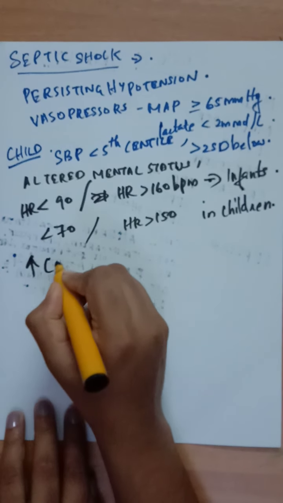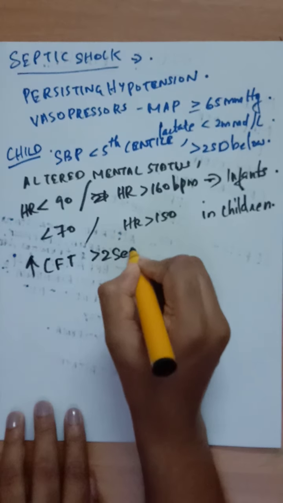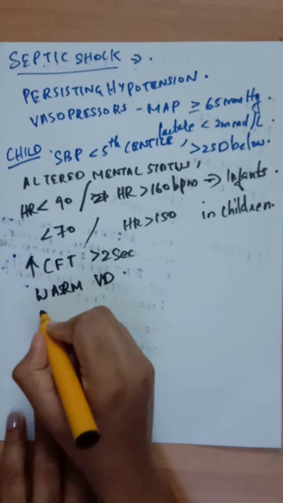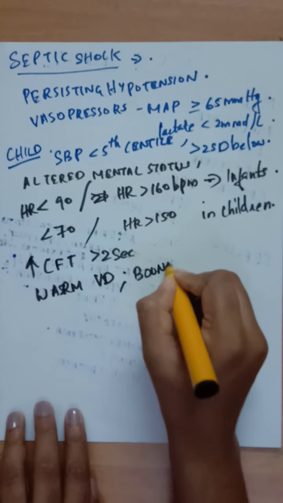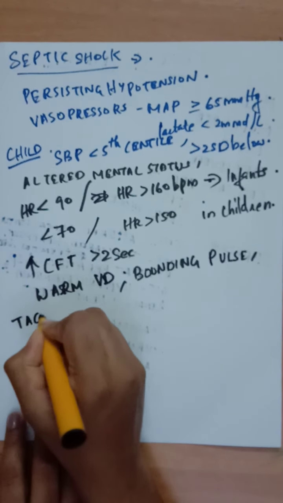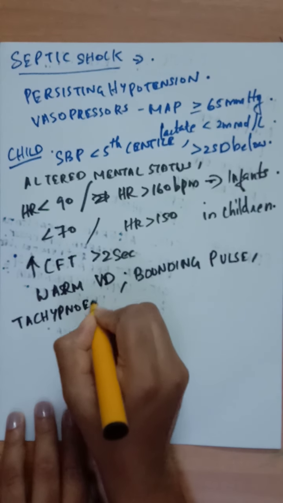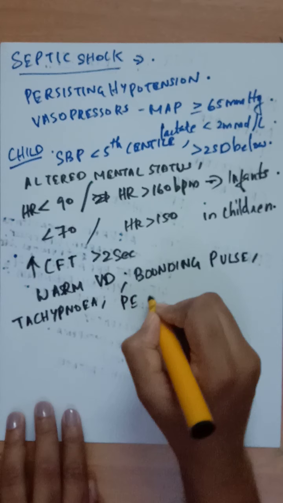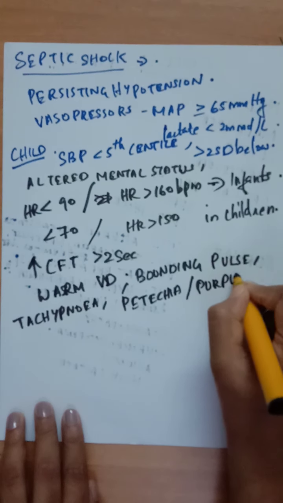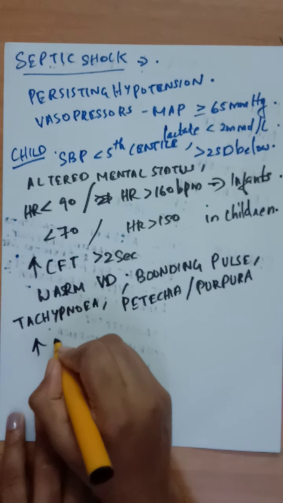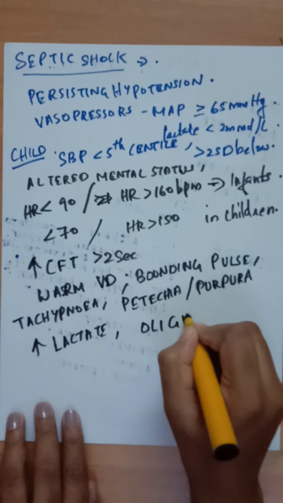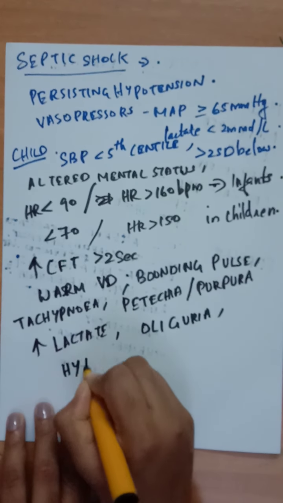And increased capillary filling time, that is more than 2 seconds, or warm vasodilatation with bounding pulse, tachypnea, petechial or purpuric rash, mottled skin, increased serum lactate, oliguria, hyperthermia or hypothermia.